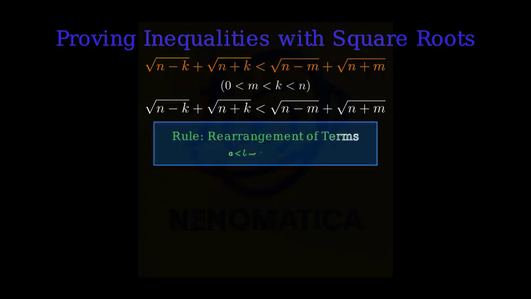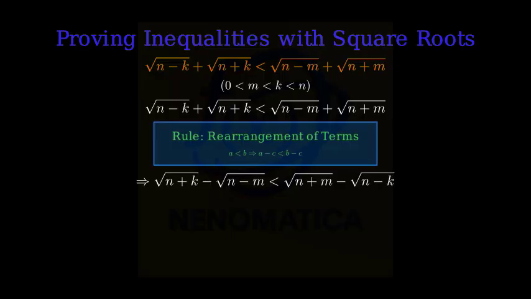Now, our first step in the proof is to rearrange the terms. We'll move the square root of n minus m to the left side and the square root of n minus k to the right side. This gives us square root of n plus k minus square root of n minus m is less than square root of n plus m minus square root of n minus k.